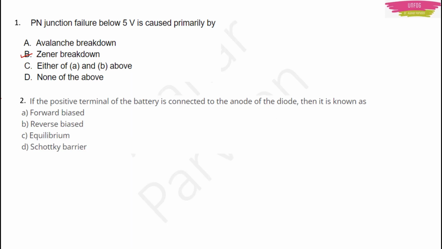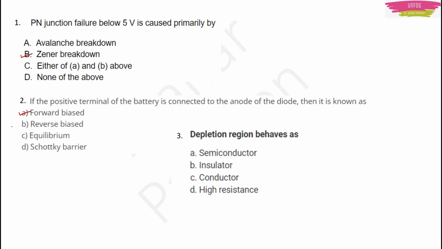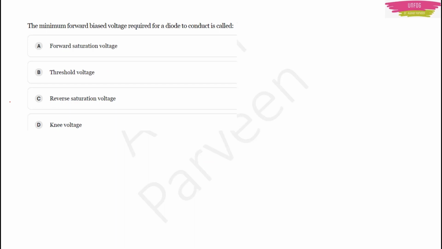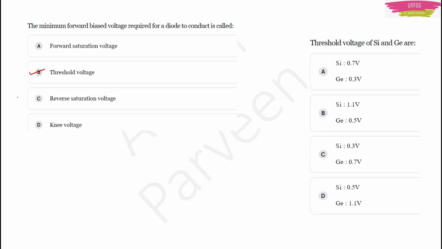Okay. If the positive terminal of the battery is connected to the anode of the diode, then it is known as anode positive terminal. It should be forward biased. Depletion region behaves as, I told you, right? It is an insulator. The minimum forward biased voltage required for a diode to conduct is called threshold voltage. The threshold voltage of silicon and germanium will be 0.7 volts and 0.3 volts. You have to remember these values.